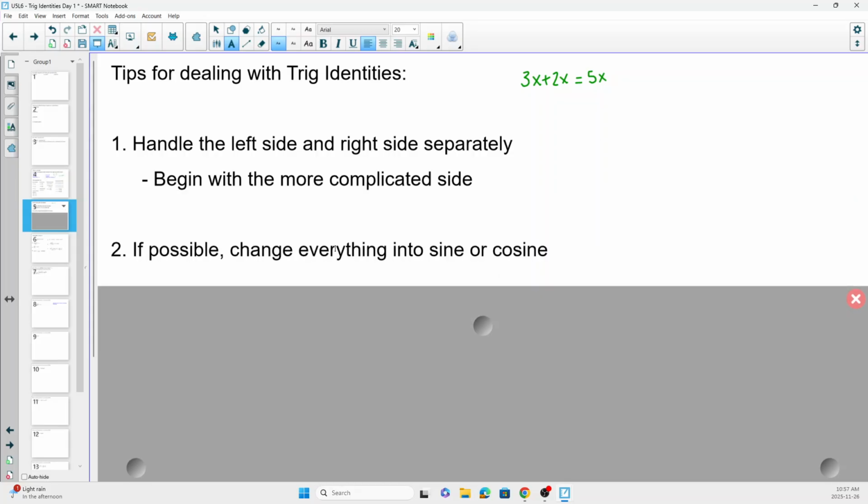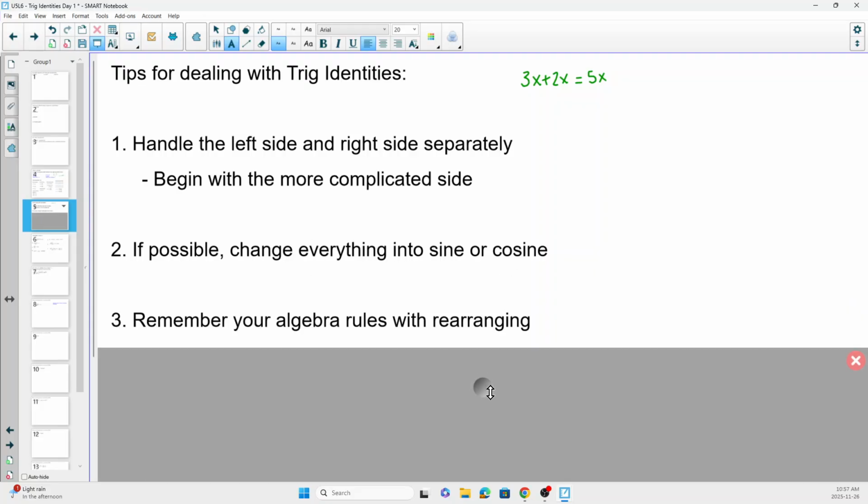If possible, change everything into sine or cosine. Most of our identities are written in terms of sine and cosine or tan, but sine and cosine are much easier to deal with. We are much more comfortable. We have more identities for sine and cos, so wherever possible, we should be rewriting things as sine and cosine.